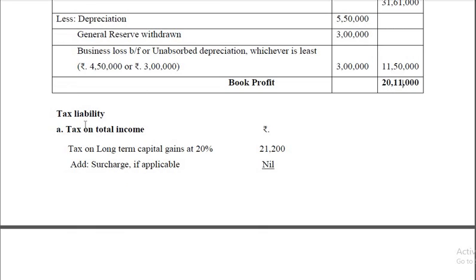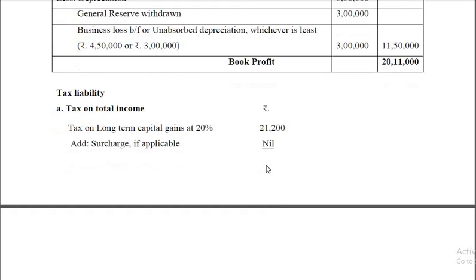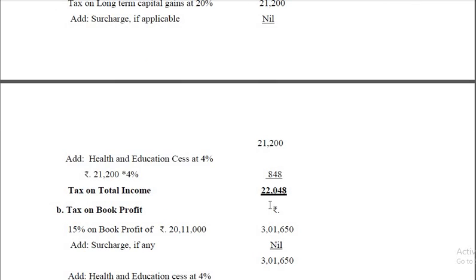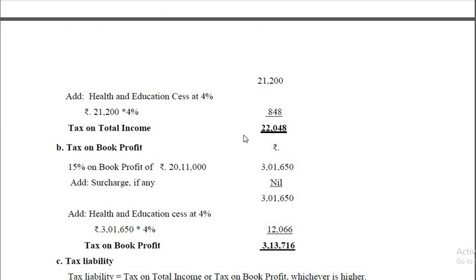Now let us go for the last stage, tax liability. So there are three things here: tax on total income, tax on book profit, and tax liability. Tax on total income. So total income consists of only long-term capital gains, that is taxable at 20%, that comes to 21,200. Add surcharge if applicable. Here it is not applicable because the total income does not exceed 1 crore. So no surcharge. So the amount remains the same, 21,200. On that you have to calculate health and education cess at 4%, that comes to 848. As a result, tax on total income is 22,048.